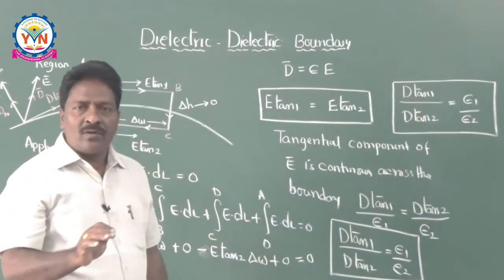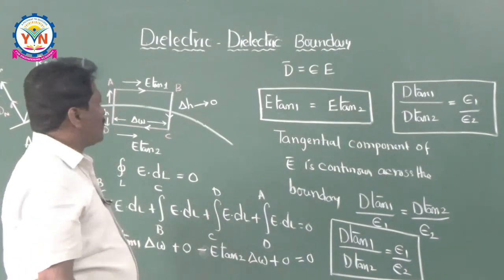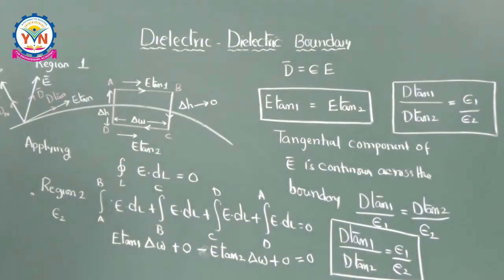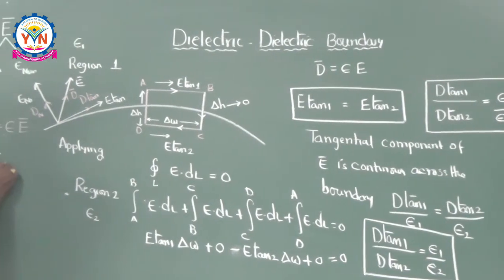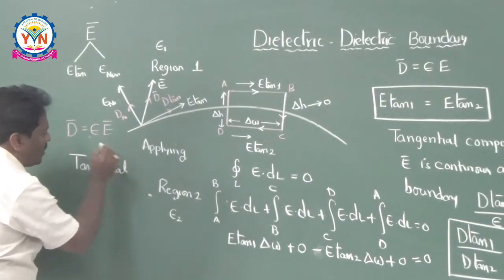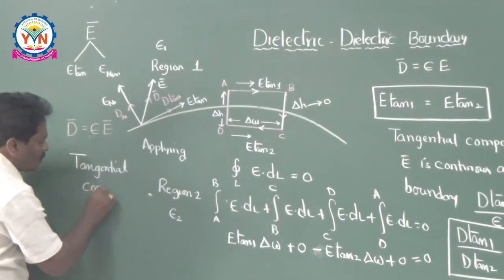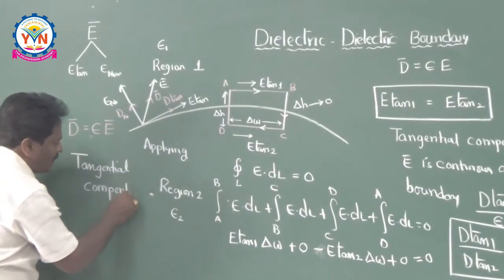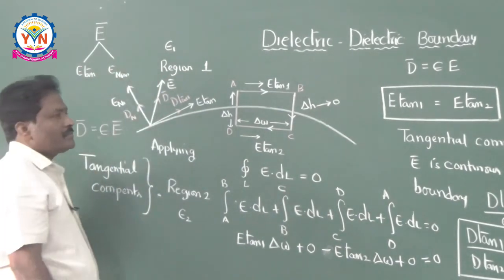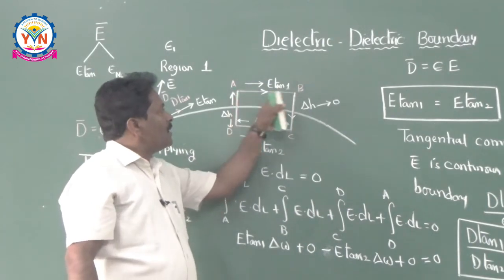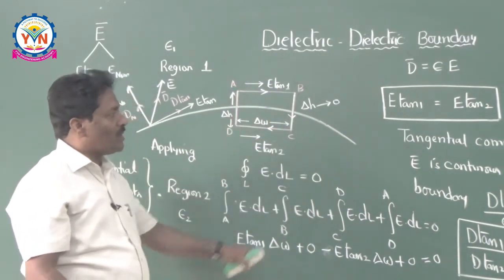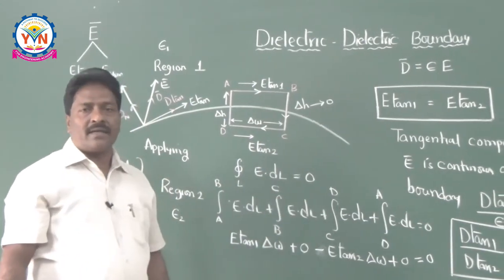This is about the tangential components. So what are these components? The very first discussion is tangential components. Tangential components means components along the boundary. So if you take these tangential components and apply your rectangular section here and apply the law of conservative field, you are going to get the boundary conditions like this.